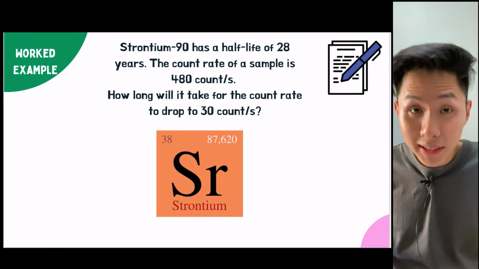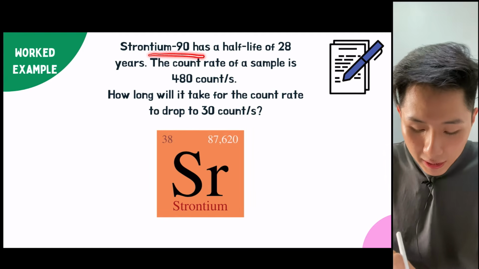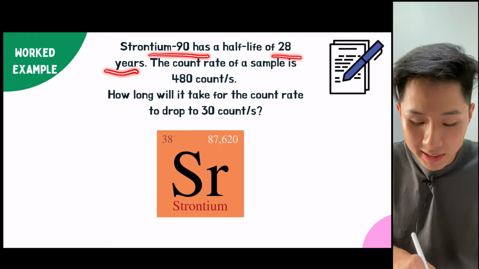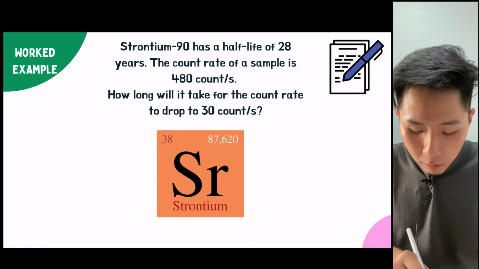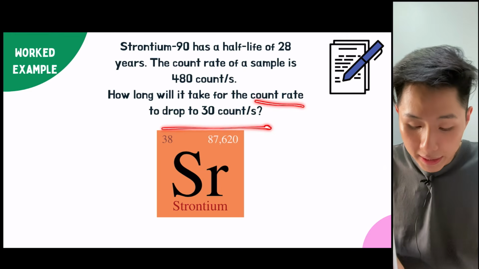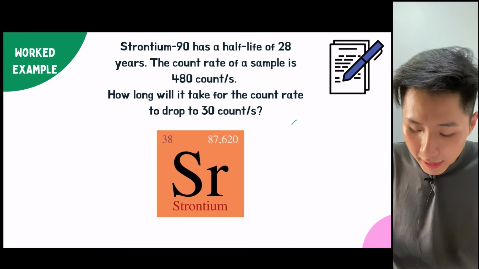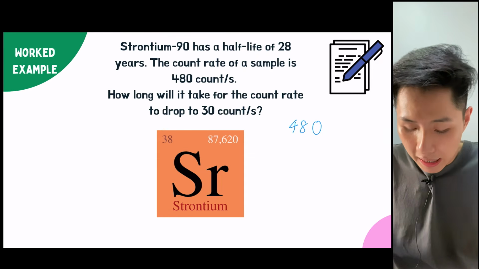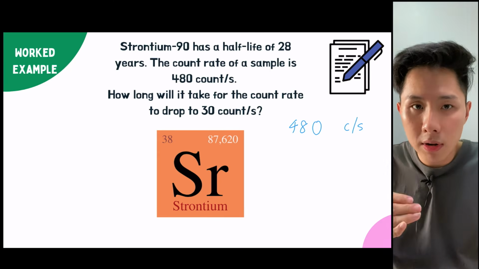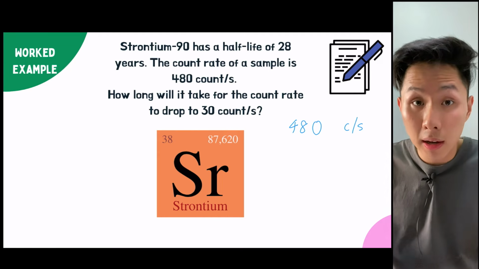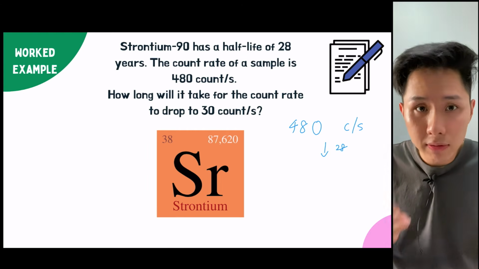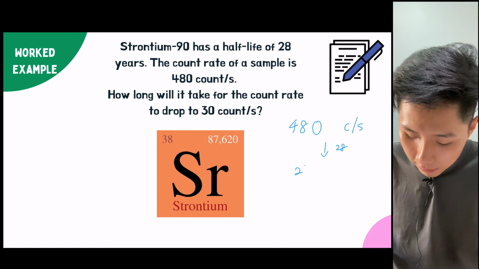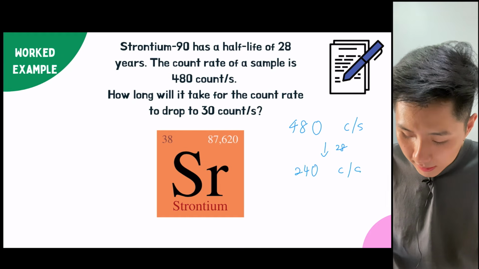Great. So let's do some worked examples. Strontium-90 has a half-life of 28 years. So that means half of them decay after 28 years. The count rate of a sample is 480. How long will it take for the count rate to drop to 30? So we know that initially they have a count rate of 480. Remember, count rate is how we identify the radioactive substance. And after 28 years, half of them will decay, meaning now I'll have a count rate of 240.